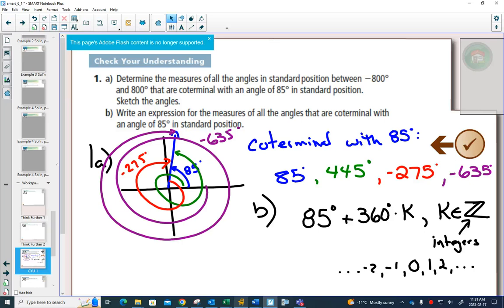We basically made a formula saying this is how you could find any one you wanted. If k was 752, you could take 360, times it by 752, add it to 85, and you would find a new angle coterminal with 85.